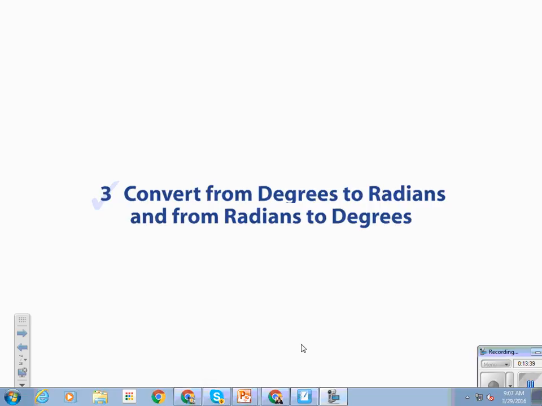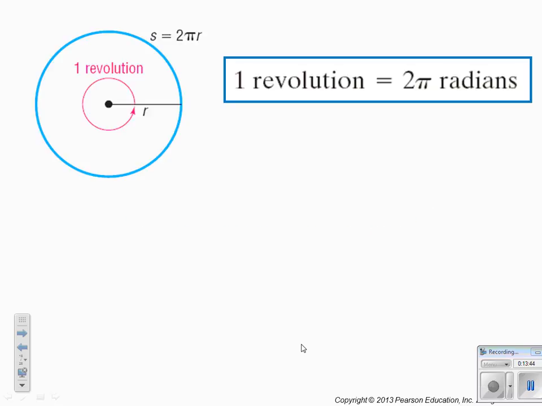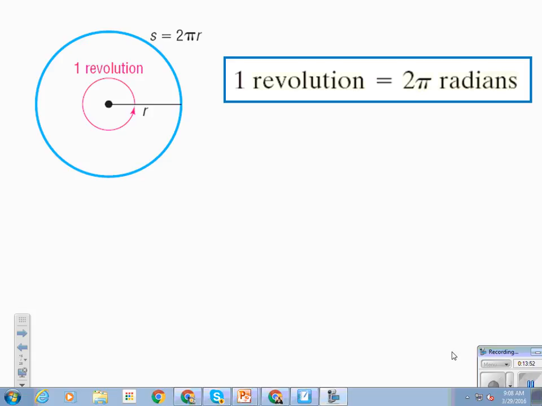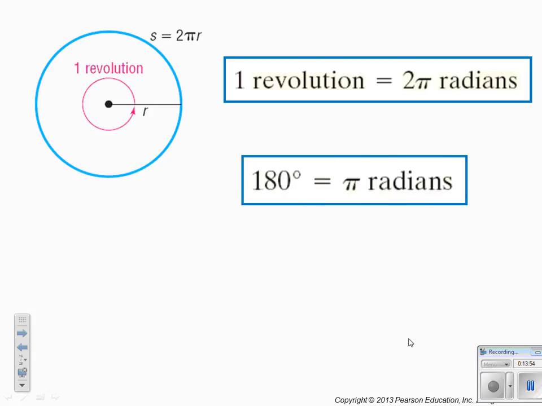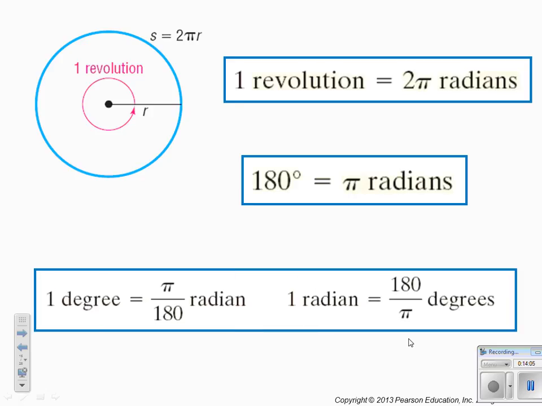All right, so let's get our conversions from degrees to radians and radians to degrees. 1 revolution around the circle is 2 pi radians. And so halfway around the circle, or 180, is going to be pi radians. So 1 degree is pi over 180 radians. And 1 radian is 180 over pi degrees.